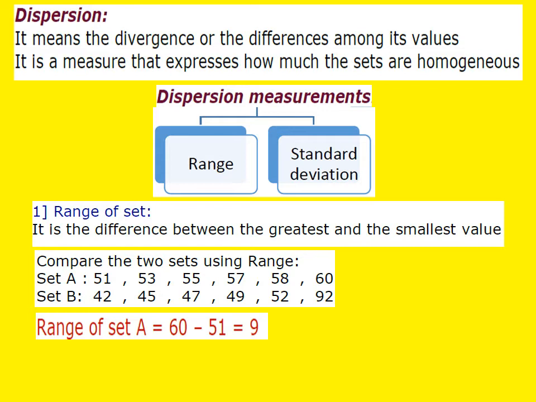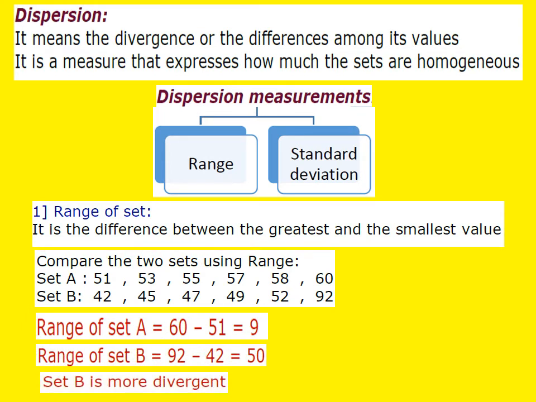Range of set A equals the greatest value minus the smallest value, 60 minus 51 equals 9. Range of set B equals 92 minus 42 equals 50. Then set B is more divergent.